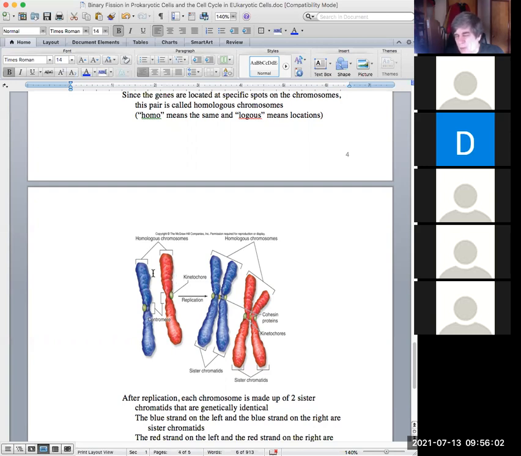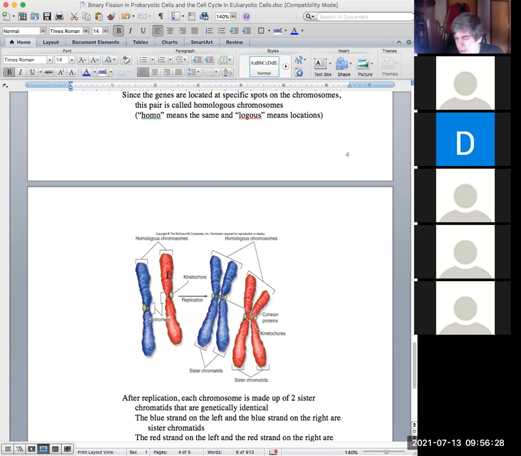Now, chromosome number 1 from your mother and number 1 from your father have the same genes on them. Let's be very specific about what I mean when I say they have the same genes on them. Say that there's the gene for eye color on chromosome number 1, and maybe it's about halfway down this upper bulge.